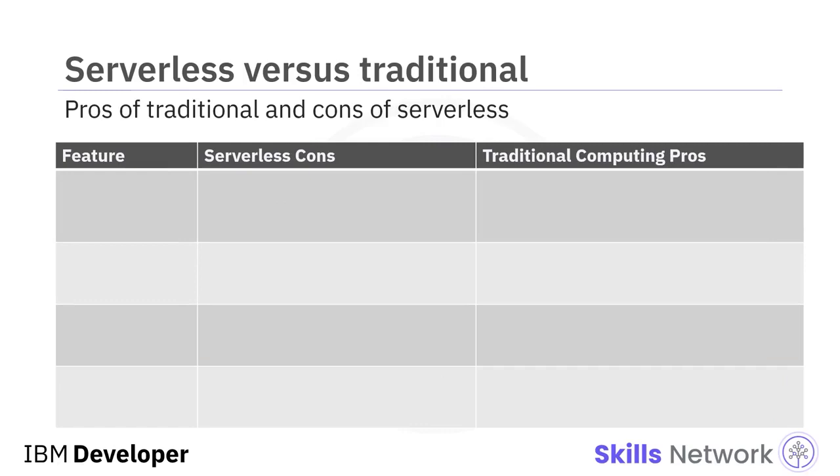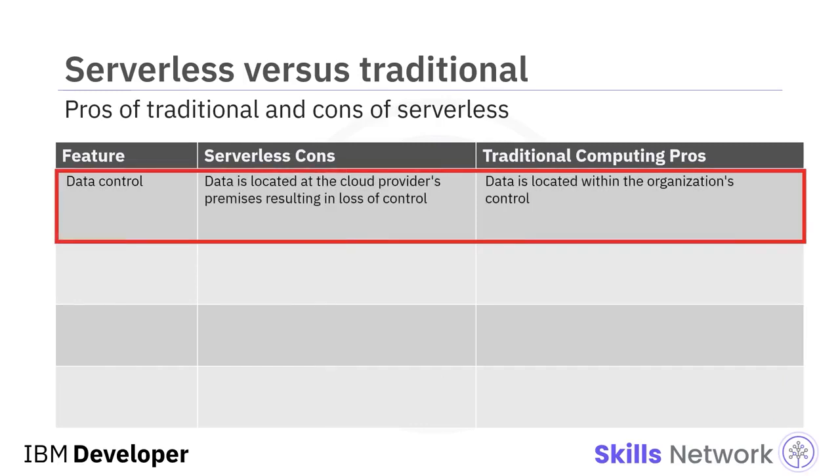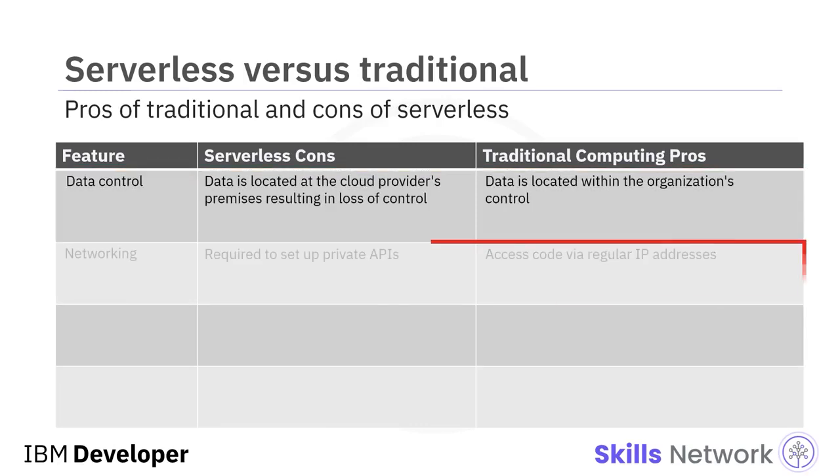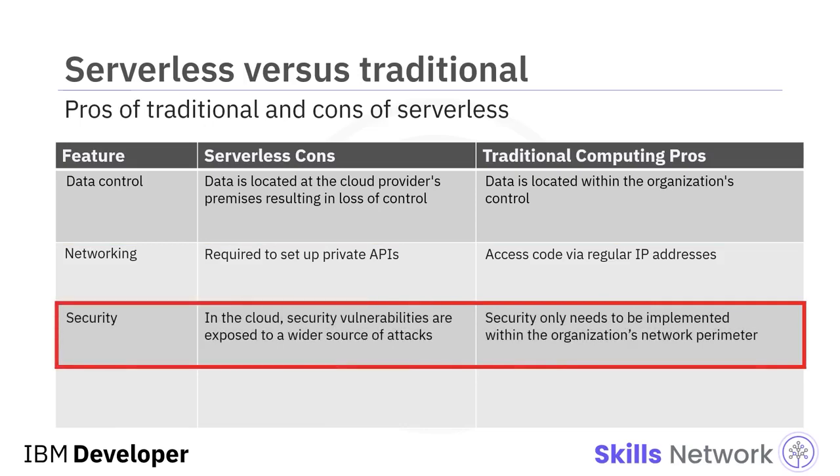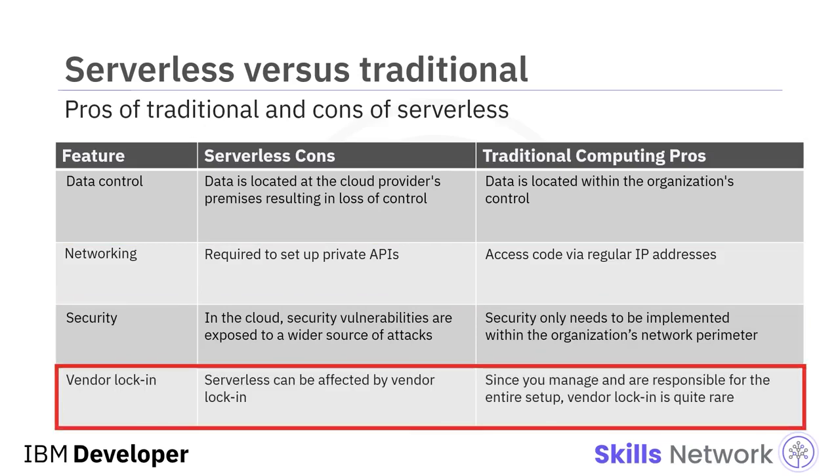And finally, let's consider the pros of traditional computing and the cons of serverless. With traditional computing, data is under your control. In terms of networking, you access code via regular Internet Protocol or IP addresses rather than setting up private application programming interfaces or APIs. Security only needs to be implemented within the organization's network perimeter. And since you manage the entire setup, vendor lock-in is quite rare.